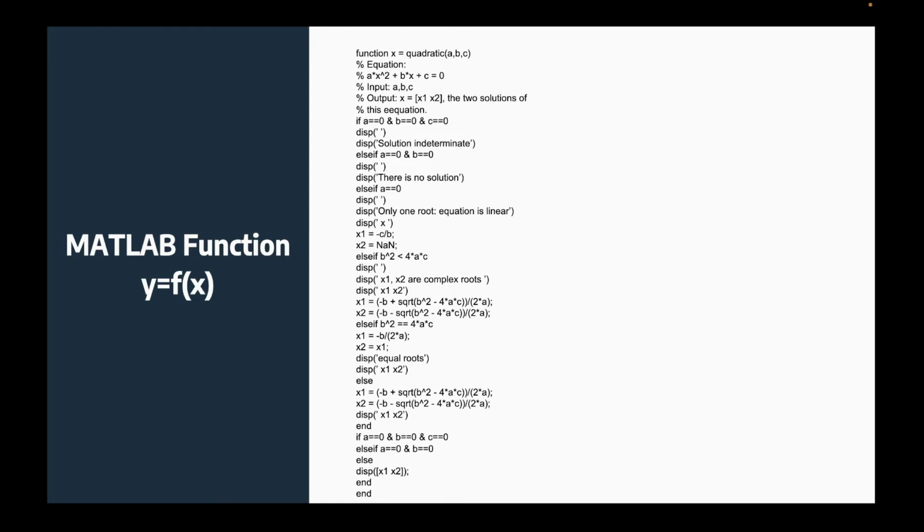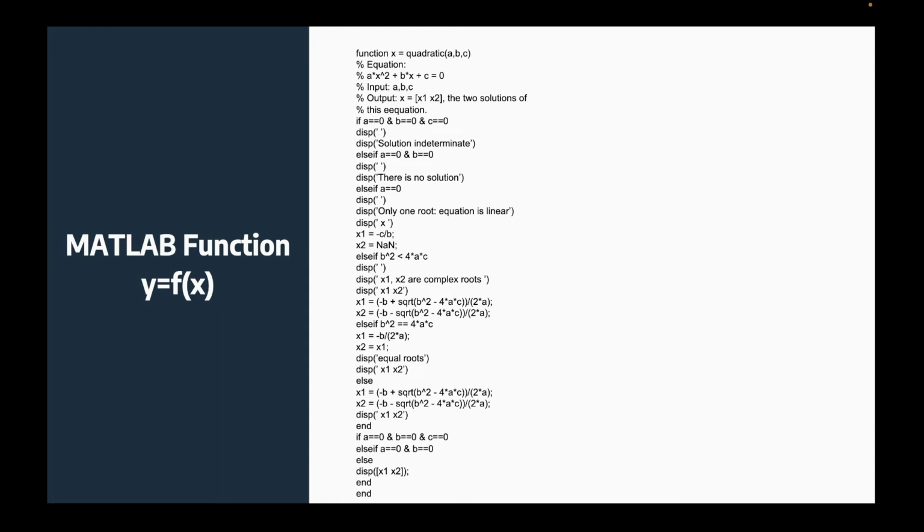For x1, the value would be minus c divided by b. x2 would be NaN, meaning indeterminate. Now else, if b to the power of 2 is less than 4ac, display that x1 and x2 are complex roots. Then you display x1 and x2. x1 would follow this equation, and x2 would follow this equation.